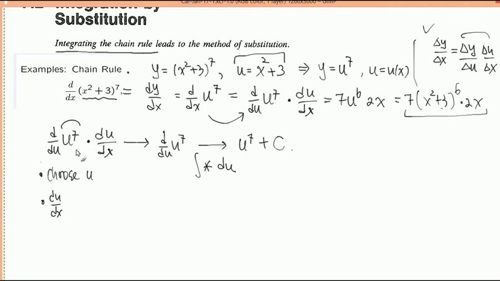So with that much calculated, what should I do? Go from here to there. What operation should I do to get rid of du dx? Is multiply by what factor?